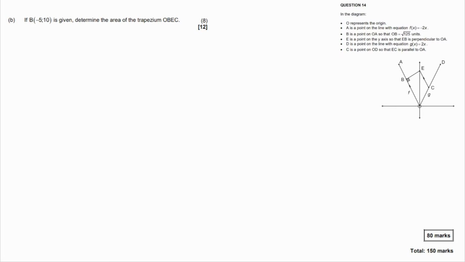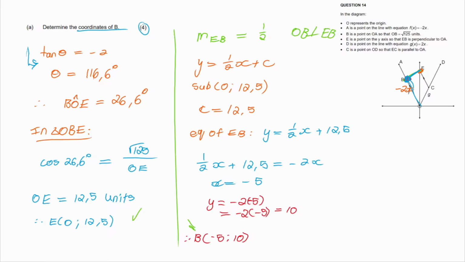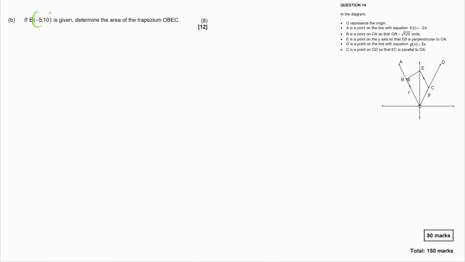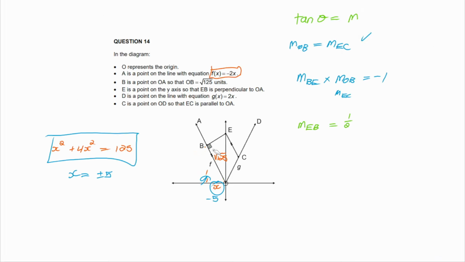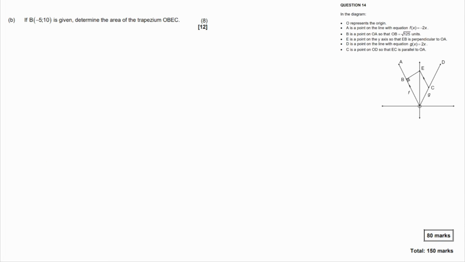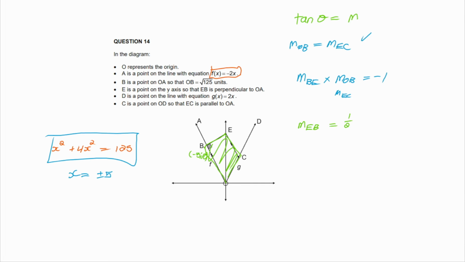And then speaking of taking up a lot of time, the next question is 8 marks, but it is the final question of the exam. And here we got the coordinates of b, and then they also confirm it here. They say if b is those coordinates, determine the area of the trapezium OBEC. So we have this coordinate is negative 5, 10, and we need the area of OBEC, and they tell us that it is a trapezium.